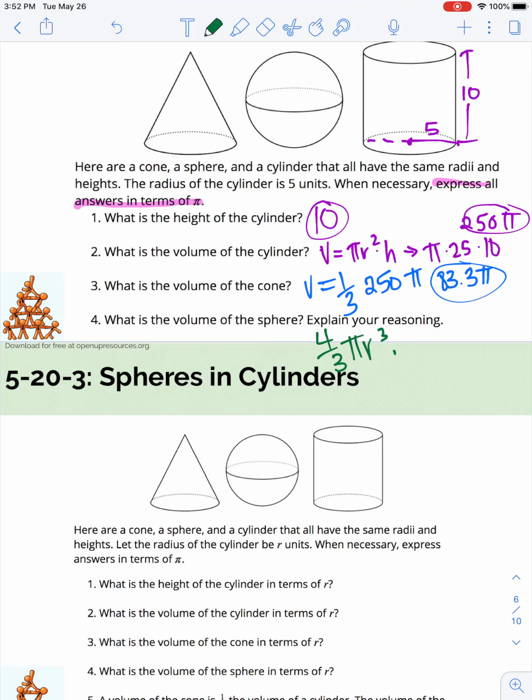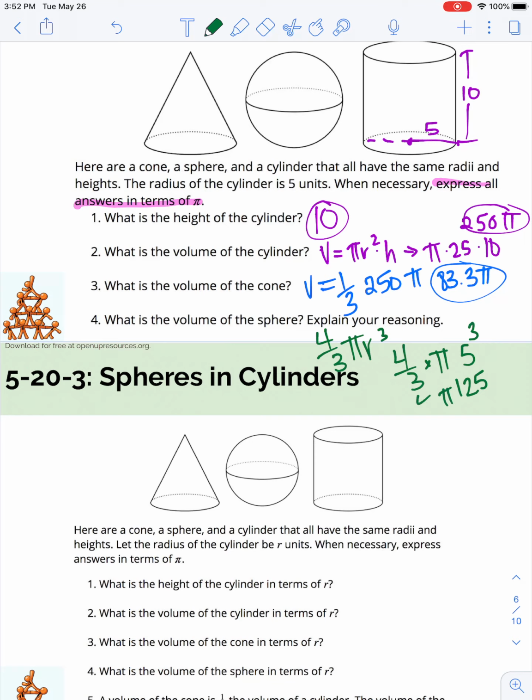Okay, so then we do 4/3 times pi, and the radius is 5 cubed. So 5 cubed is 5 times 5 times 5. So it's like 25 times 5, if that makes sense. I don't know if you have a calculator that does cubed, but if it does, go for it. That will save you time. But 25 times 5 is 125. So this is 125.